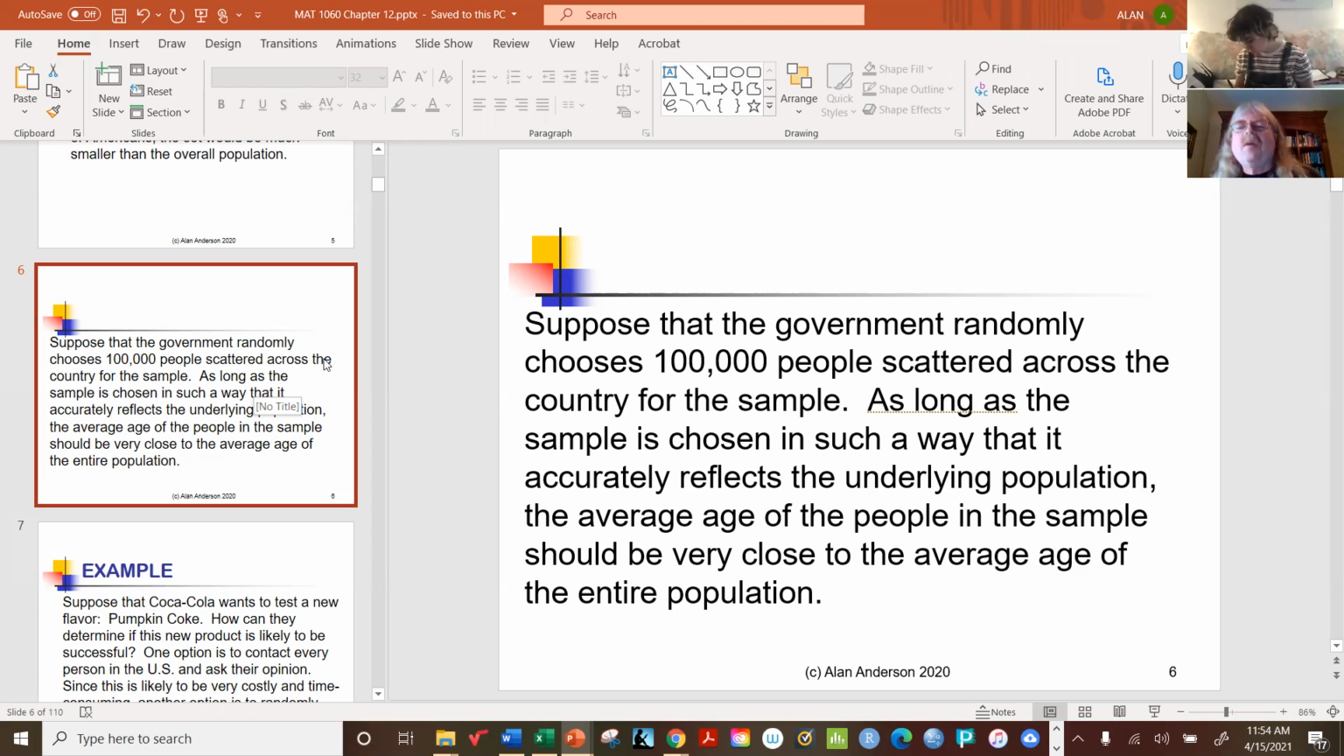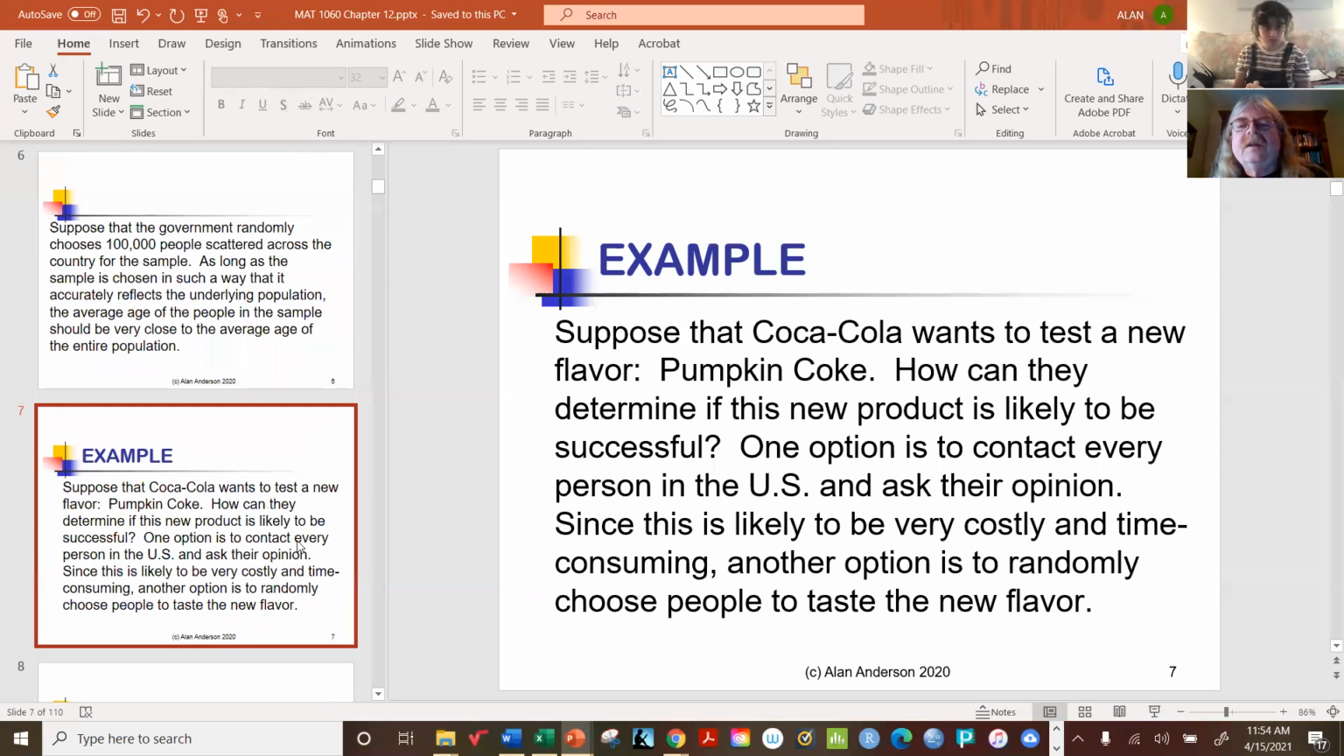Now, I came up with a marketing example. You know perfectly well that marketing is the art of selling products to people. But how do companies know what people want? Well, they take surveys, or sometimes they'll give out free samples. Like, imagine the following scenario. Coca-Cola has spent a lot of money developing a new flavor, pumpkin Coke. Okay, now they want to know if people are likely to buy it.